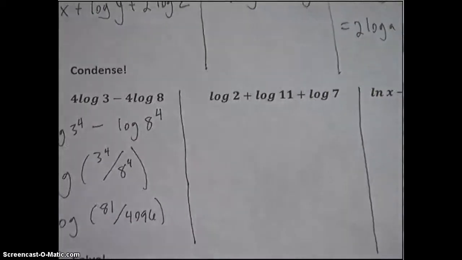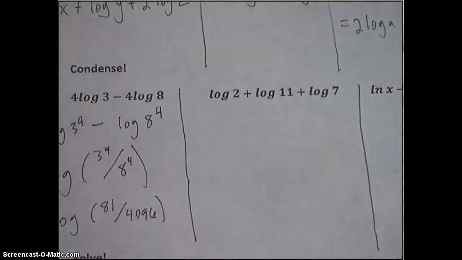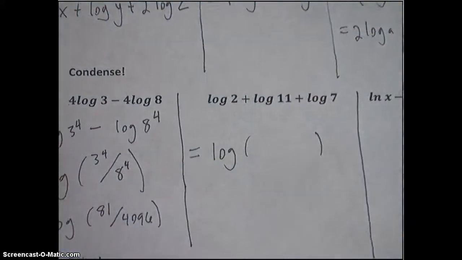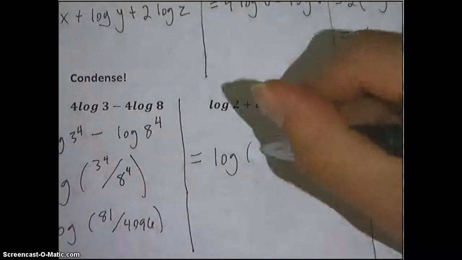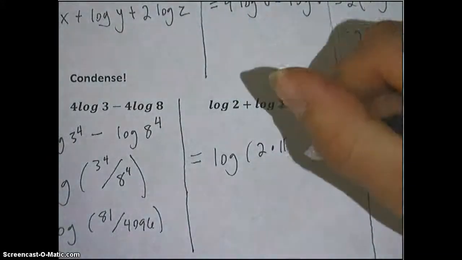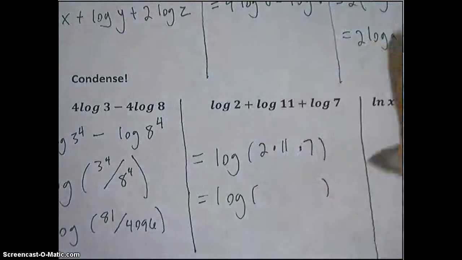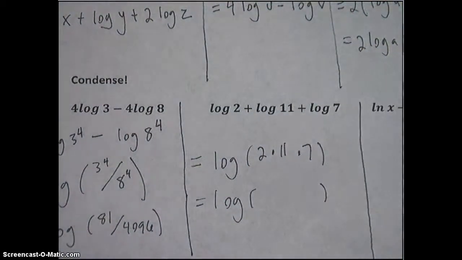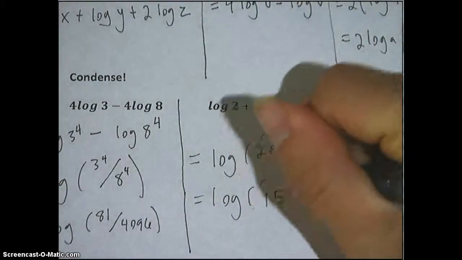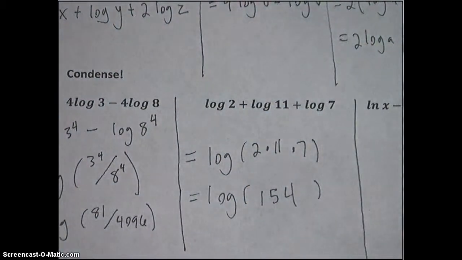We've got log of 2 plus log of 11 plus log of 7. They all have the same base, so I can make them into one big log. I'm going to do that by separating them with multiplication signs. So 2 times 11 times 7. And I can go ahead and do that multiplication. 2 times 11 is 22, and 22 times 7 is 154. So there I've taken 3 logarithms and condensed them into one.